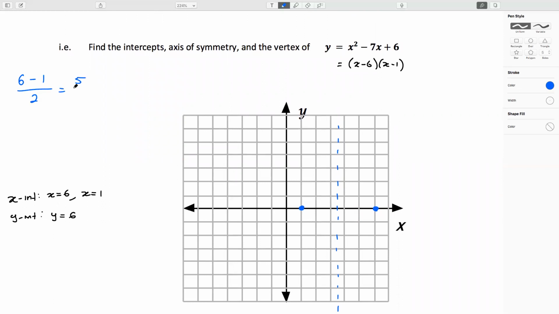That's going to be 5/2, which is 2.5. Or sorry, what am I doing? I'm going to add these. That's going to be 7/2, which is 3.5. Sorry about that. And 3.5 is where our axis of symmetry is. So let's write that out. Axis of symmetry equals x equals 3.5.